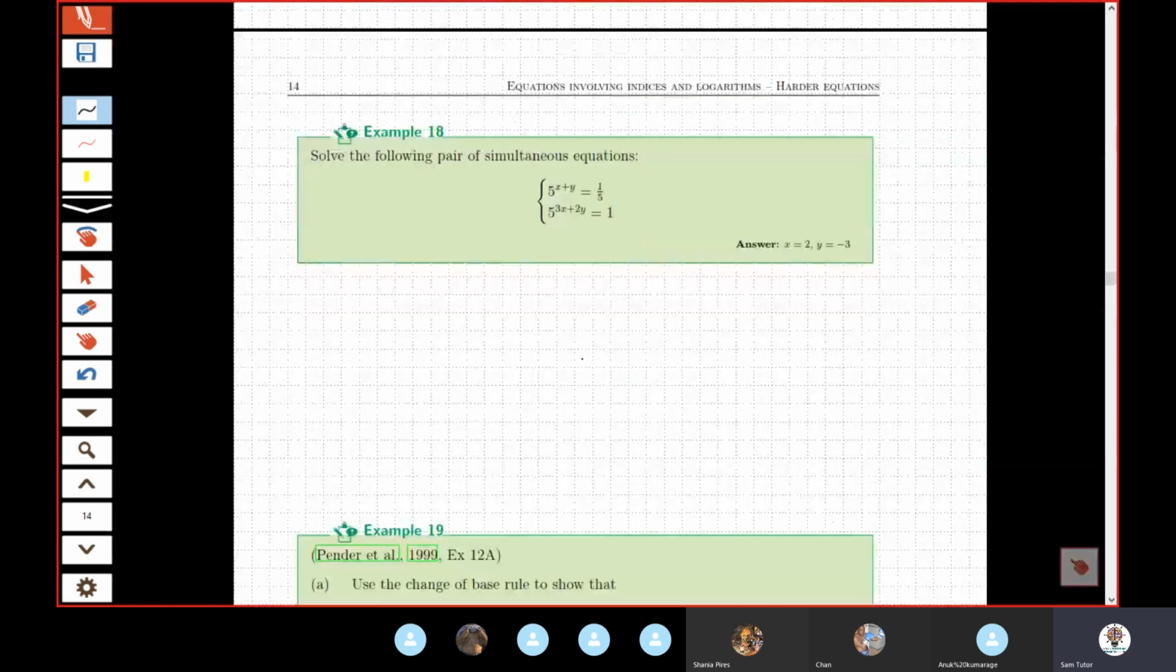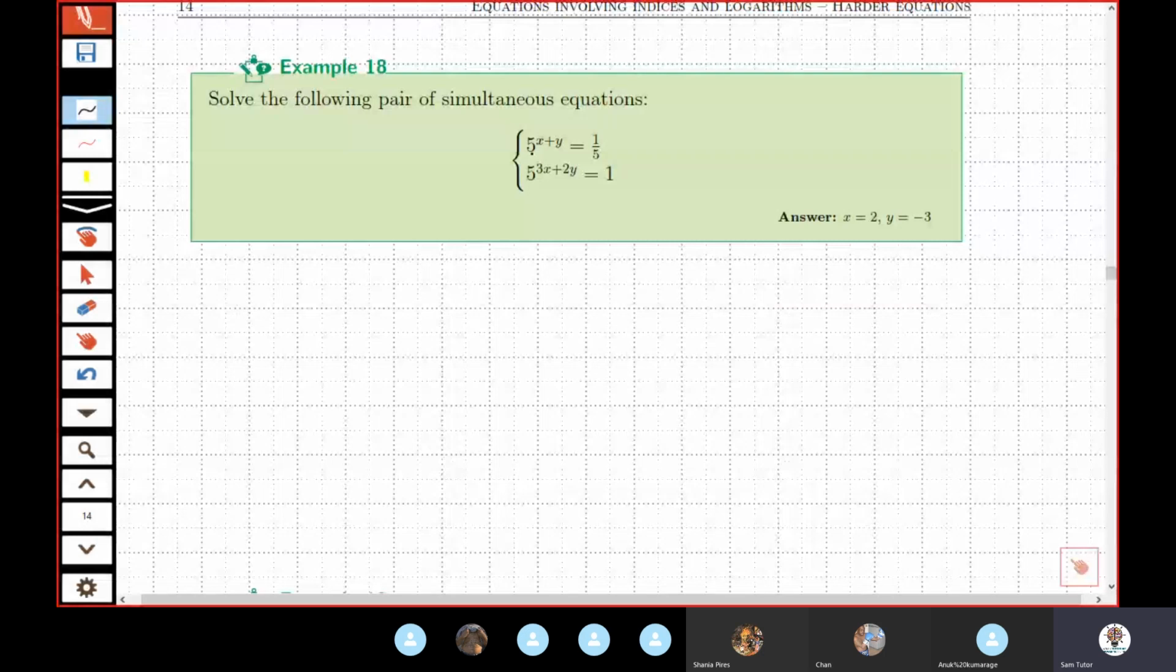Yeah, we might as well start this one. Solving simultaneous equations. 5 to the power of x plus y is equal to 1 over 5, and 5 to the 3x plus 2y equals 1. To be able to equate the left-hand side to the right-hand side, you definitely don't want this 1 on 5 here and the 1 here. Can anyone tell how to rearrange this 1 and the 1 on 5 so that it's in terms of 5s?